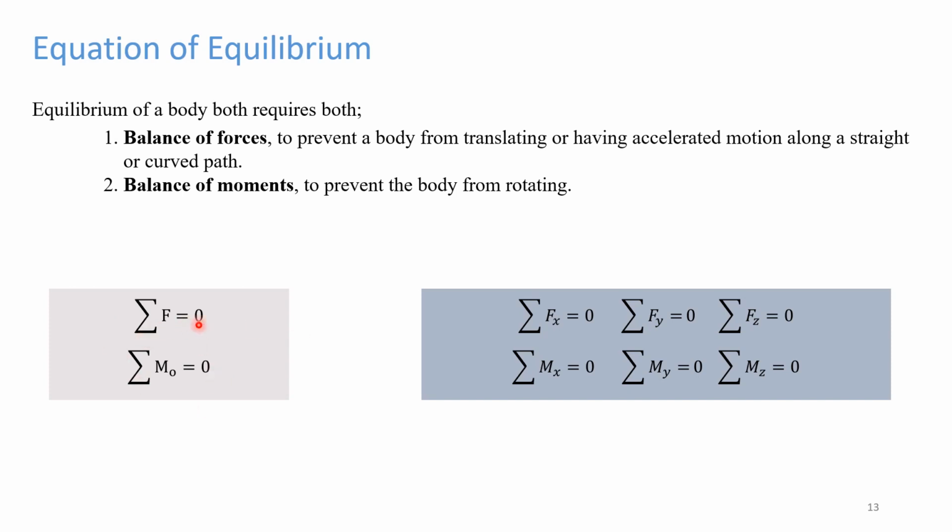The sum of forces equals 0 and the sum of moments equals 0. Then the force we can further divide into three parts depending on our axes: Fx, Fy, Fz. Fx should be 0, Fy should be 0, and Fz should be 0. And also Mx should be 0, My should be 0, and Mz should be 0. And actually this is for the 3D case.